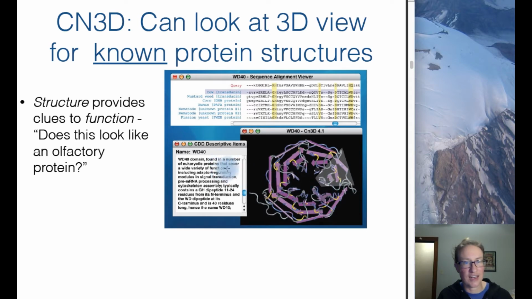This is highlighting one particular domain that appears in the protein that I'm interested in. That, for example, could help me evaluate whether something that I think is an olfactory gene actually produces an olfactory protein. Because if it produces a protein that is wildly different in shape from every other known olfactory protein, then that suggests I might be onto something very different, or I might have a false lead.